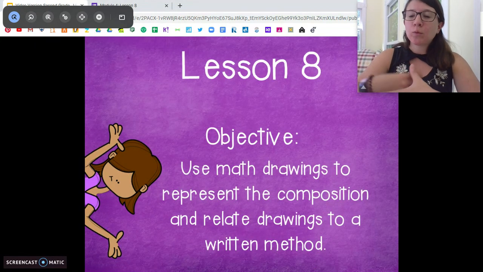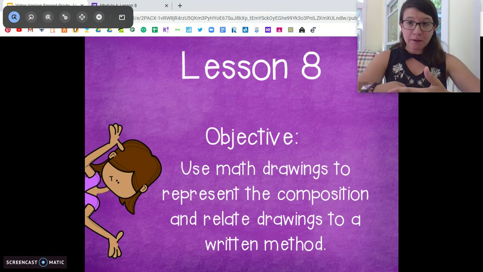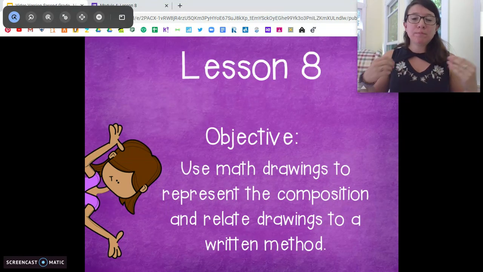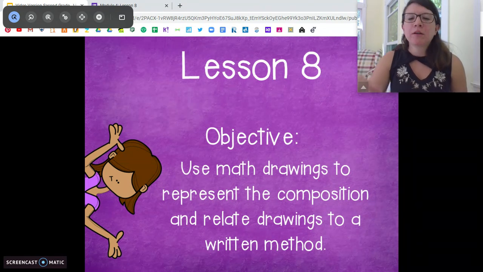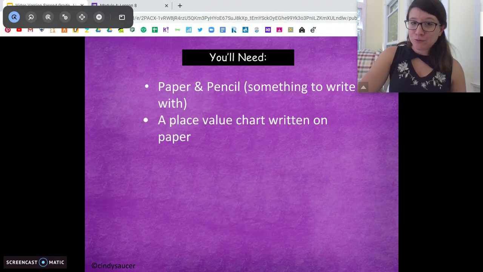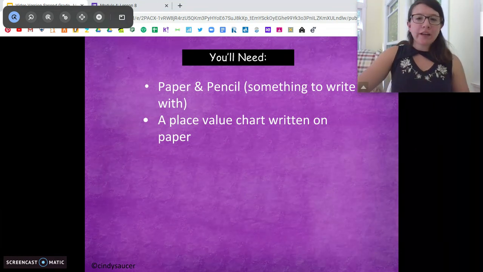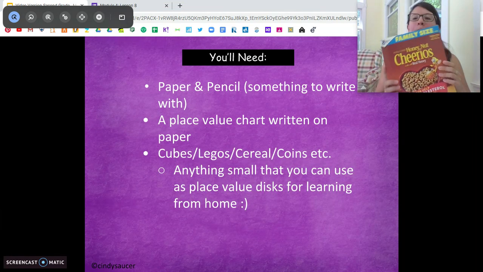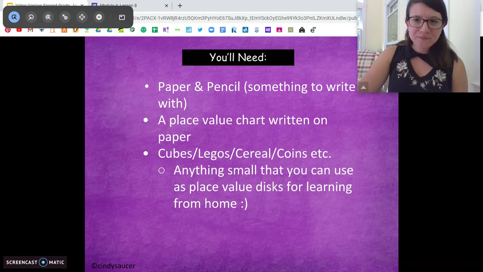So in this lesson, we're going to build on what we did in the last lesson, learning about that vertical adding method. We're going to use both our place value discs and drawings to understand that a little bit better. For this lesson, you're going to need something to write with, as usual, your place value chart, and whatever you've been using for your place value discs from home. I like my Cheerios. So go ahead, pause the video, grab those things, come back when you're ready.